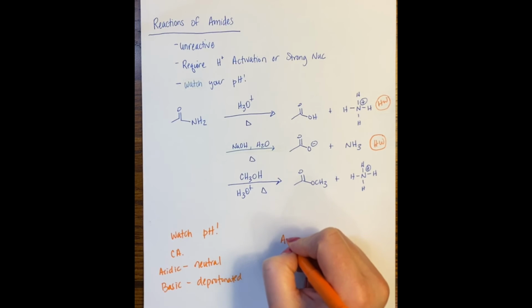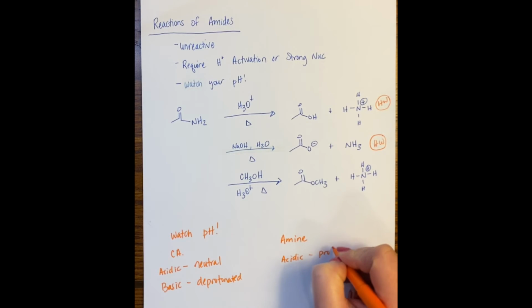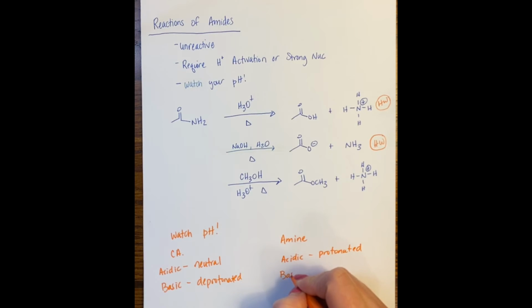When we have an amine under acidic conditions, it's going to be protonated and exist as an ammonium ion. And when we have an amine under basic conditions, it's going to be neutral. So always watch your pH with carboxylic acids and amines.